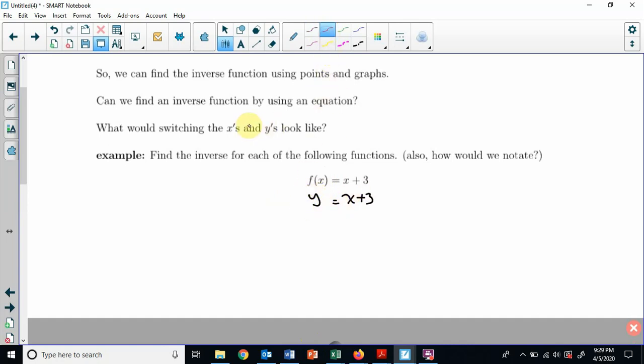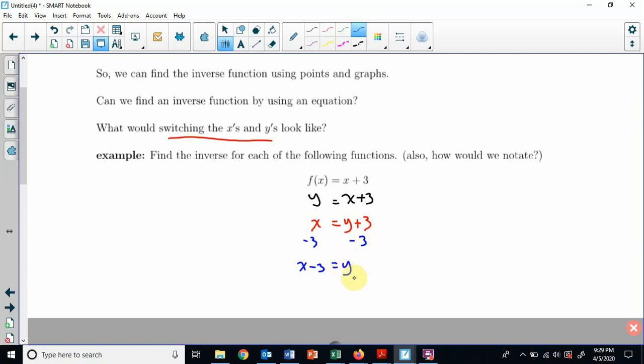So remember, all we're doing is switching x's and y's. So can't I just say, well, switch the x's and y's? X over here, y right there. That's nice. Now, this is not in function notation, though. We'd like to get it in function notation. To get it in function notation, you have to solve for y and then write some fancy notation. So how would I solve for y here? I just need to subtract 3 from both sides. So what would this be? X minus 3 is equal to y.